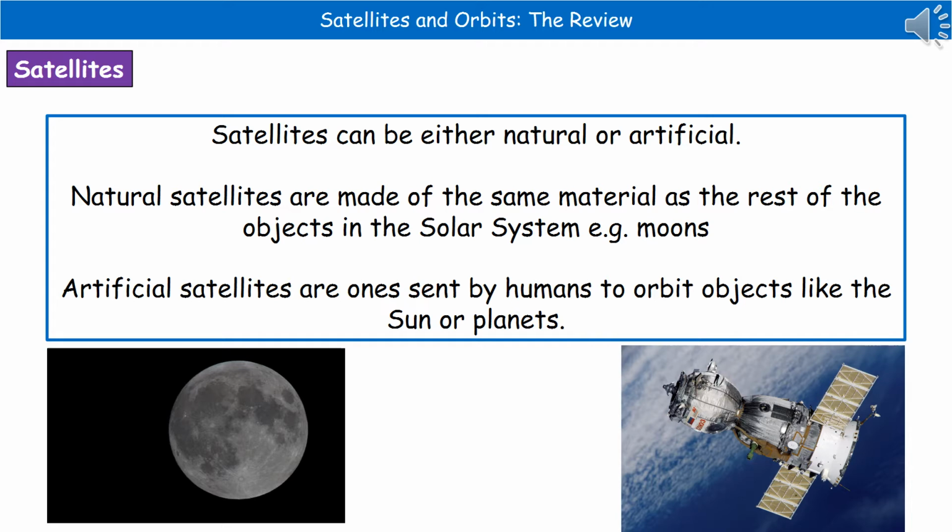If we think about the artificial satellites, like the bottom right there, these are the ones that have been sent up into space by humans to orbit objects like the sun or planets. So obviously very different from the natural satellite on the left.